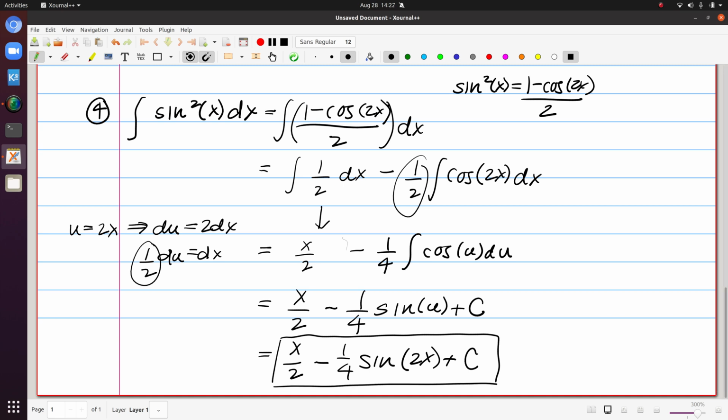So a very similar integral would be that of cosine squared of x. And I'll point out that we have a similar identity that says cosine squared of x is in fact 1 plus cosine of 2x over 2. So I would handle that in a very similar way with U-substitution by rewriting the integrand.